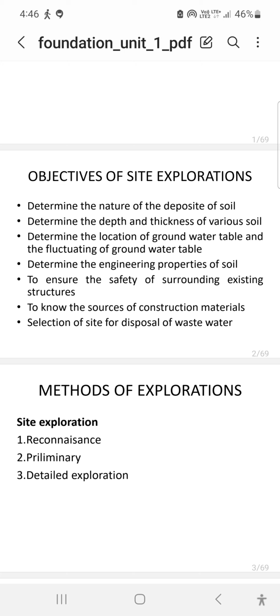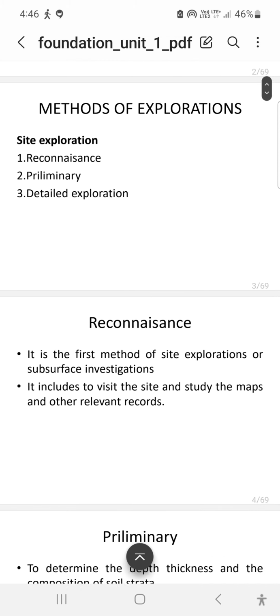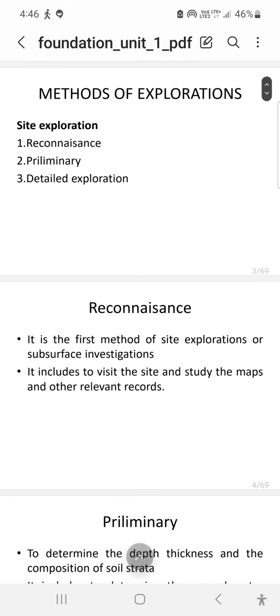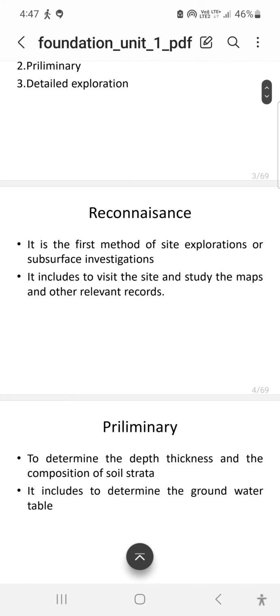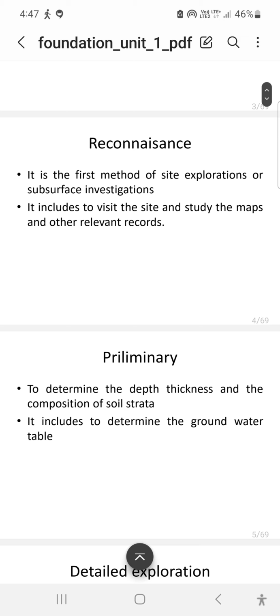In site exploration, we classify the methods into three types: reconnaissance survey, preliminary survey, and detailed exploration. The reconnaissance survey is the first method of site exploration or subsurface investigation. It includes visiting the site and studying the maps and other relevant records. In the preliminary survey, we have to determine the depth, thickness and composition of soil strata. It also includes determining the groundwater level.